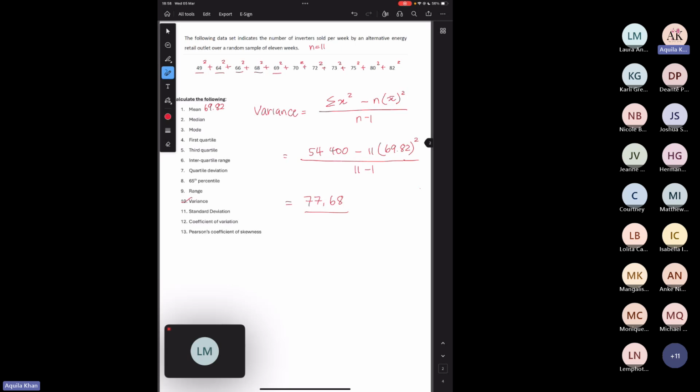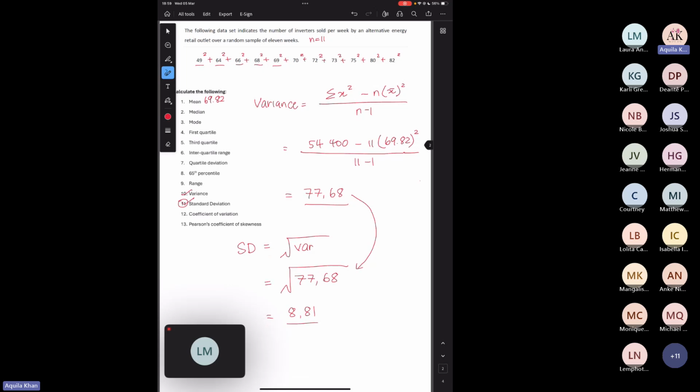Then for your standard deviation, which is the next calculation, it's literally as simple as the square root of your variance. So basically what we mean by this is you're just going to take the answer of your variance, 77.68, and find the square root of it. So that is 8.81, and that's your standard deviation as well done. So those two are linked to each other in that way that the standard deviation is just a square root of your variance.